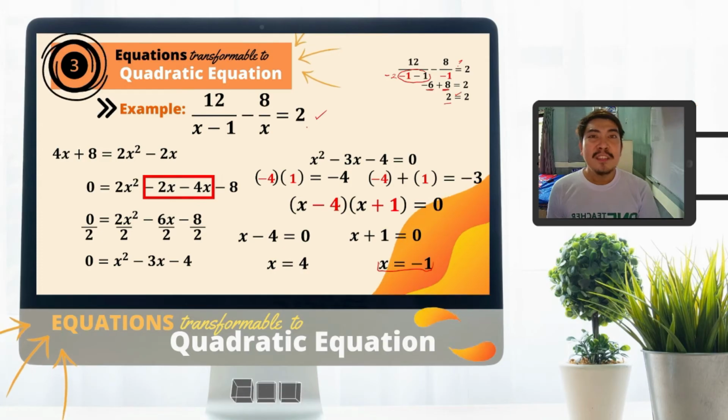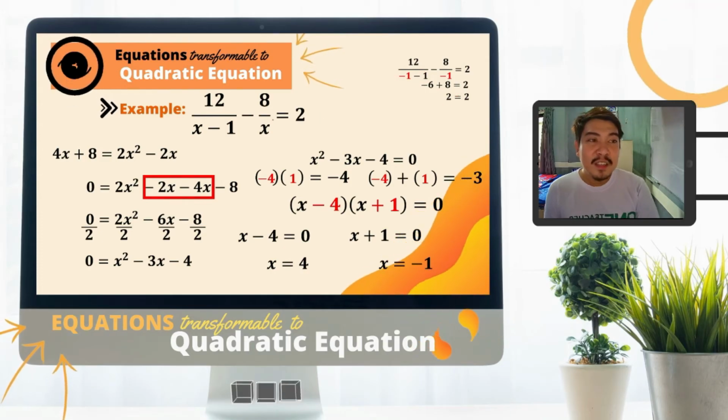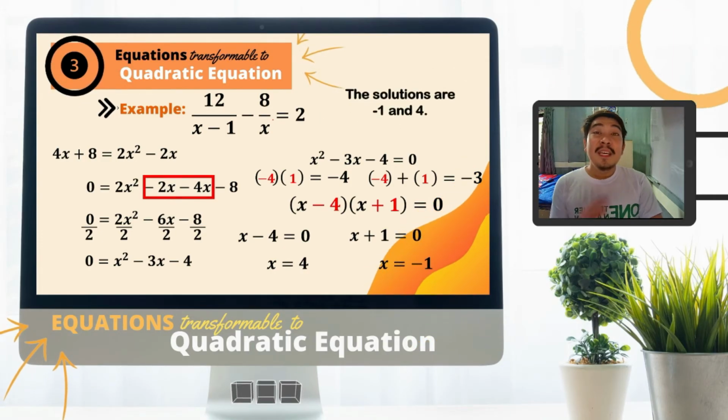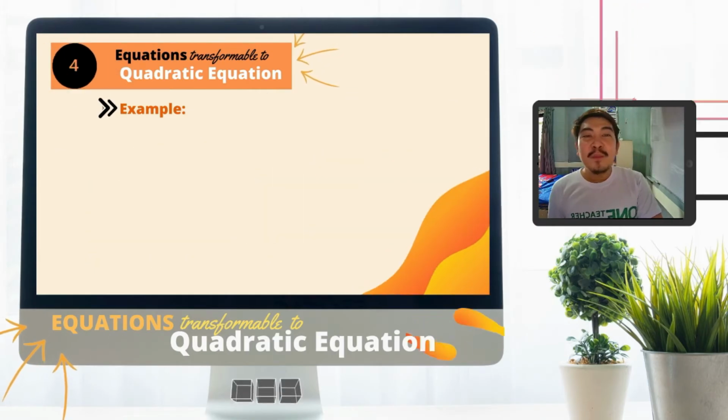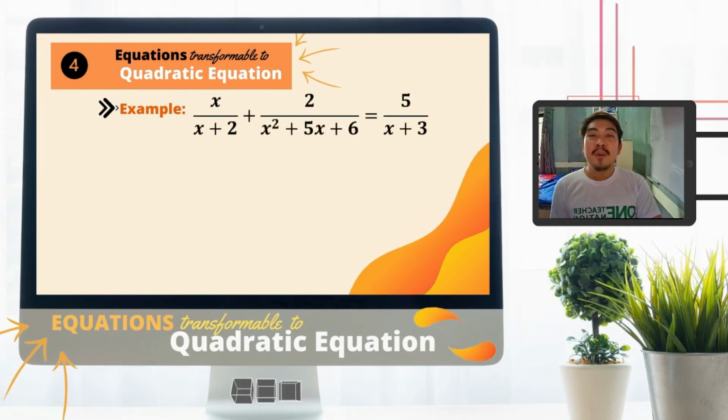Sir, ano na ngayon ang solution? Ano na ngayon ang sagot? So the solution will be negative 1 and 4. Okay? So let us now proceed with our fourth example.